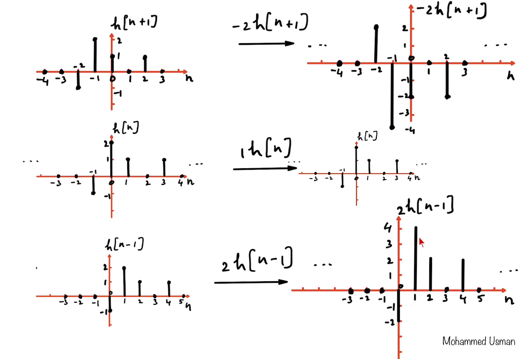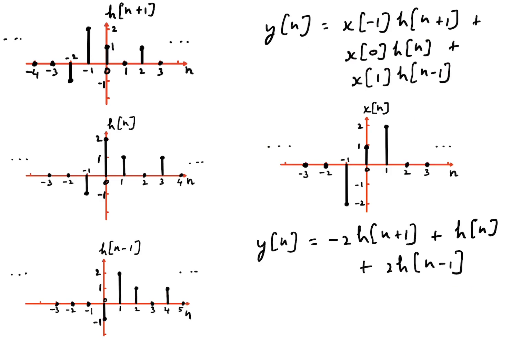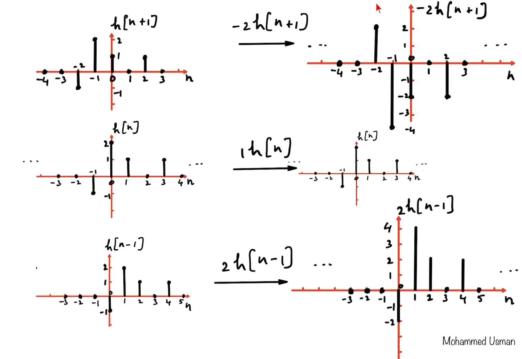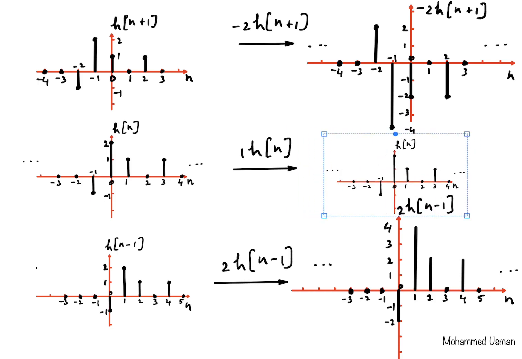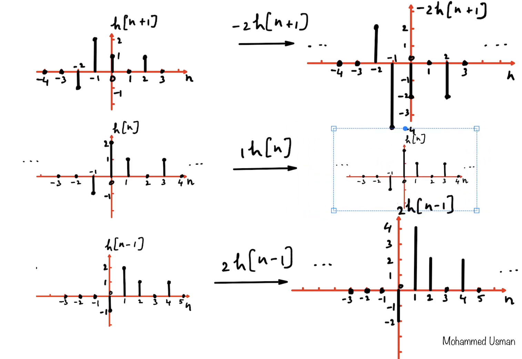Now what we have to do is we need to add these three together to get y of n, because y of n is x of -1 times h of n plus 1. Okay, which is basically the summation here, -2 times h of n plus 1 plus h of n plus 2 times h of n minus 1, which we have here. Okay, all these three plots are here. We just need to add these three sample by sample, and that will give us our y of n. So I'm just going to shift this h of n slightly and put it in alignment here, and then we will add these terms together.